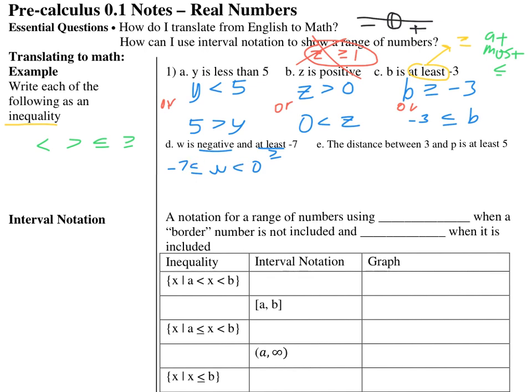Now, once again on this one, we can write this the other way around with 0 over here and negative 7 over here. And that would just mean switching these inequalities. And so now you can really see that w is greater than or equal to negative 7 right here, like we had said back there.